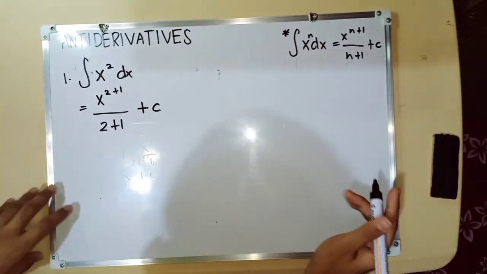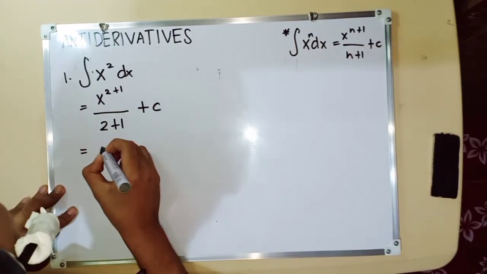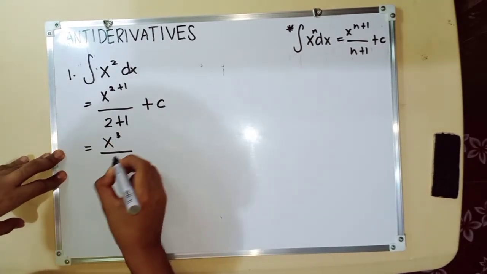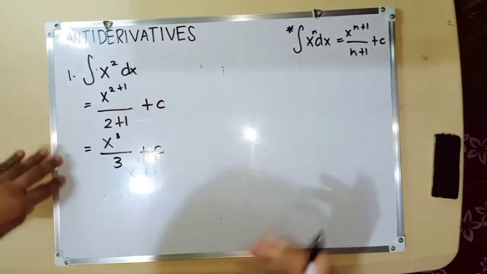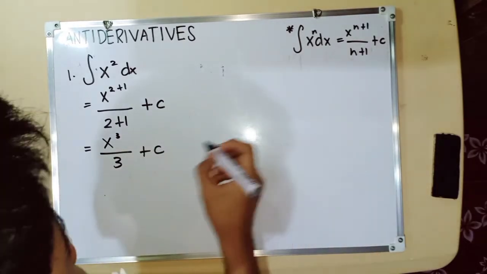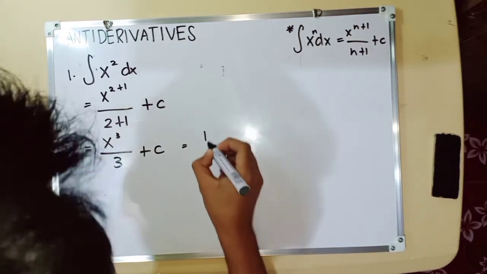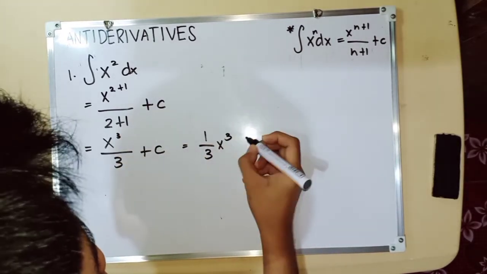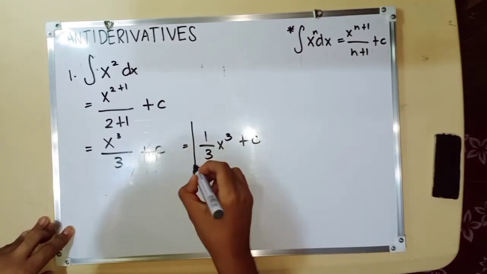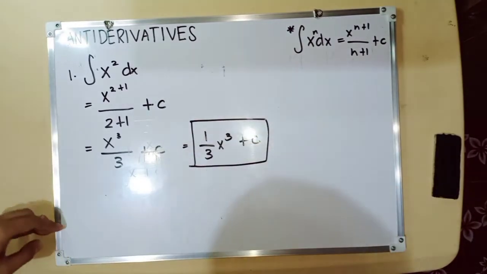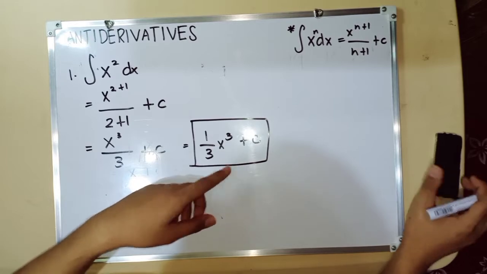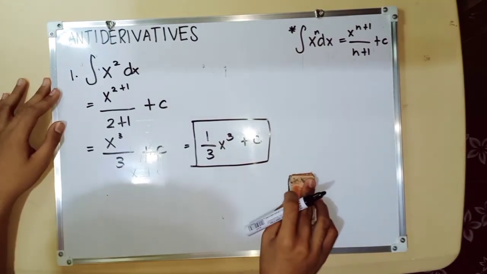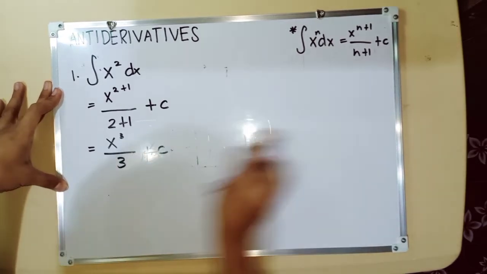So, i-simplify lang natin ito. x cubed over 3 plus c. So, pwede pa natin itong ma-simplify. 1 over 3, ilalabas lang natin ang 3. So, ito na ang final answer: 1/3 x raised to the power of 3 plus c. So, let us proceed to another example.